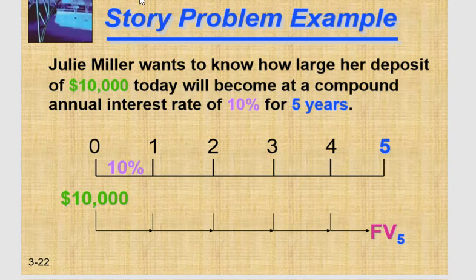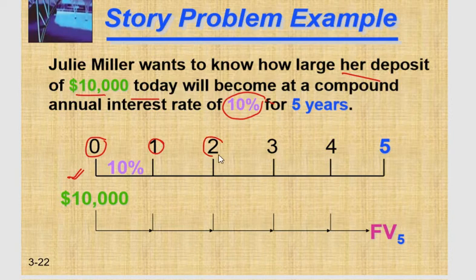Okay, you see this example. J. Miller wants to know how large her deposit of 10,000 today will be at a compound interest of 10% after 5 years. The story is very simple. Now, at zero, she has the money in her hand. Then end of the first year, end of the second year, end of the third year, end of the fourth year, and end of the fifth year. After 5 years, what is the future value?